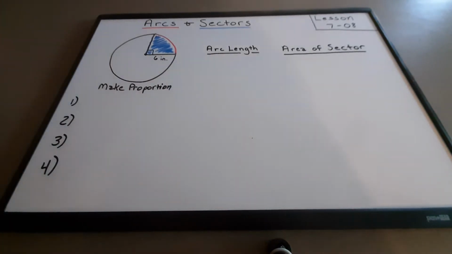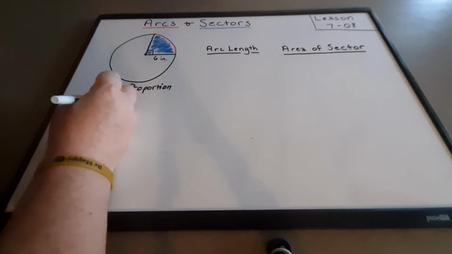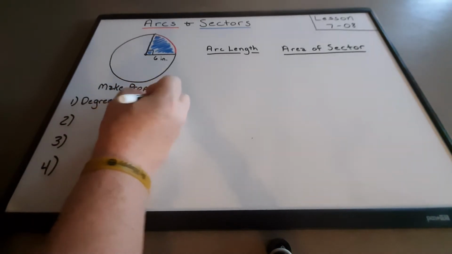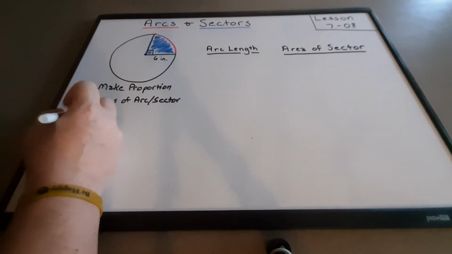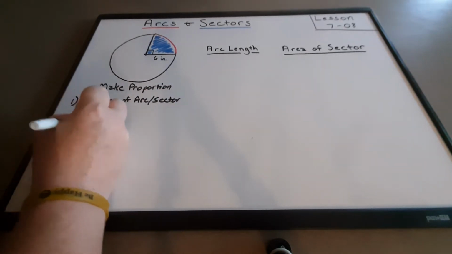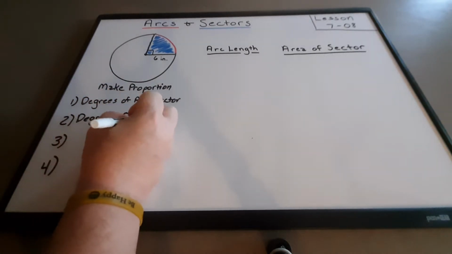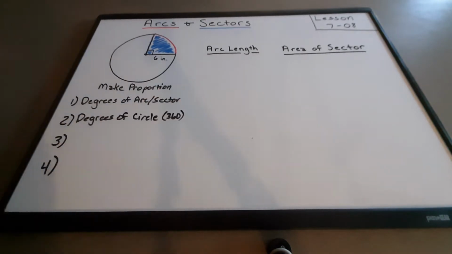Now that sounds like something difficult, but in reality, all it is is one fraction that equals another fraction. So we need 4 things. We need the degrees of the arc or sector, whichever we're working with. We need the degrees of a circle, which is always 360, so that makes that easy.